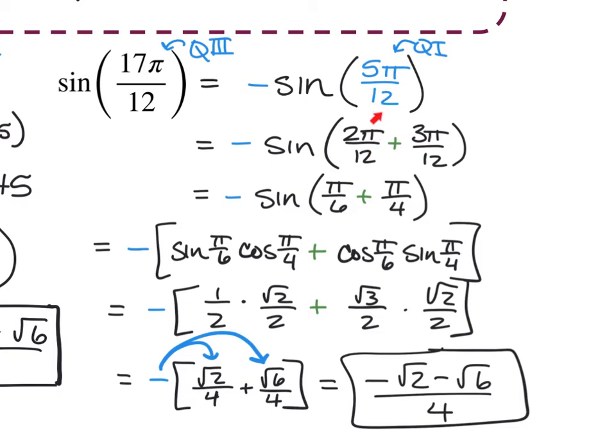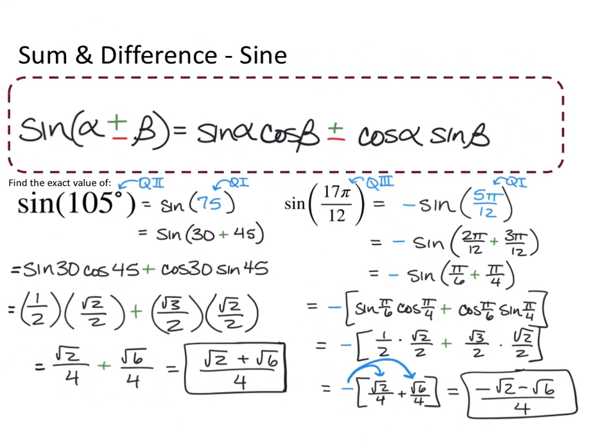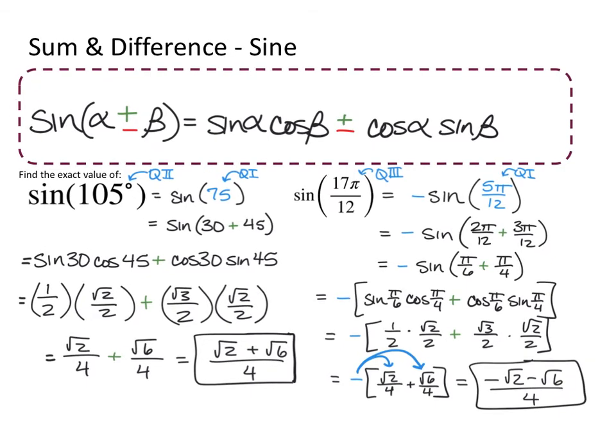Now I can make 5 pi over 12 by adding 2 pi over 12 and 3 pi over 12. 2 pi over 12 is pi over 6, that's like 30 degrees. And 3 pi over 12 is pi over 4, which is like 45 degrees. And so I can still use that sum formula for sine with these angles instead, and their exact values, multiplying them together, adding them together, and distributing this -1 to find that the exact value of sine of 17 pi over 12 is negative square root of 2 minus square root of 6 all over 4. That's the sum of sines formula.